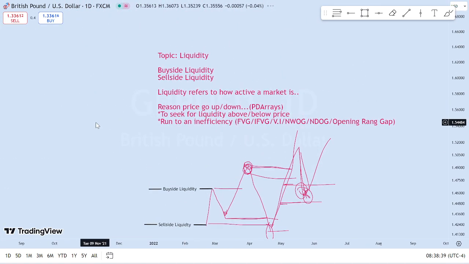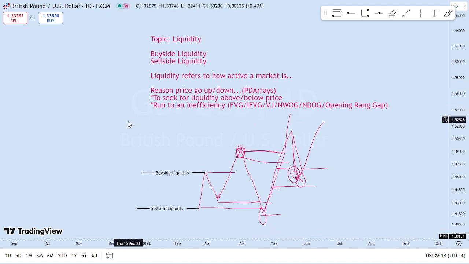Good morning. About our class yesterday, the topic was liquidity. We have two kinds of liquidity in the market: buy side liquidity resting above, and sell side liquidity resting below price. Depending on the direction of the market, that is where price is going to take liquidity. Liquidity refers to how active a market is.